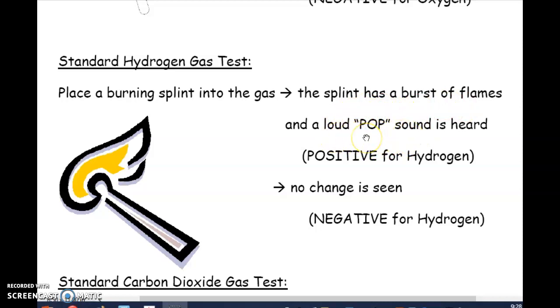Sometimes this pop is loud, sometimes the pop is on the quieter side. It will depend on how much gas you actually have being produced. Usually if you have a lot of hydrogen gas, this sound will be louder. If you don't have enough hydrogen gas to make the sound, you will still see the burst of the flame. The flame almost looks like it's enlarging. Obviously, if the flame did not get larger and you don't hear a pop, that must mean that we don't have hydrogen gas. It must be some other type of gas.